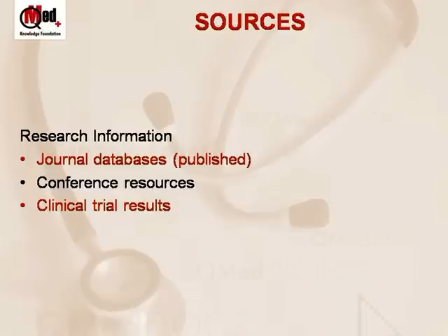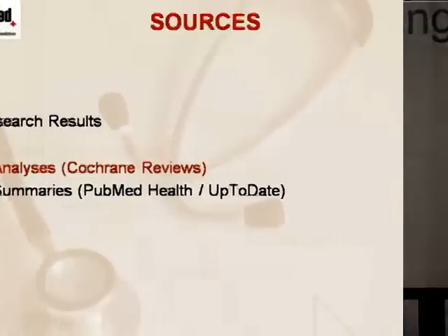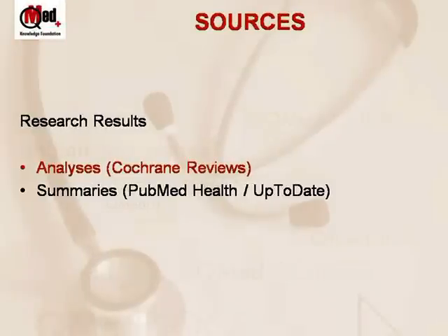The third kind, which is more recent, is based on the fact that there's far too much published information. So there are experts who do research on publications and bring out analysis. One of the great resources is something called Cochrane Reviews. I'll show you in the next slide. Another very new resource is something called PubMed Health. I'll be showing you that as well. These give you analysis of research done over the last so many years.